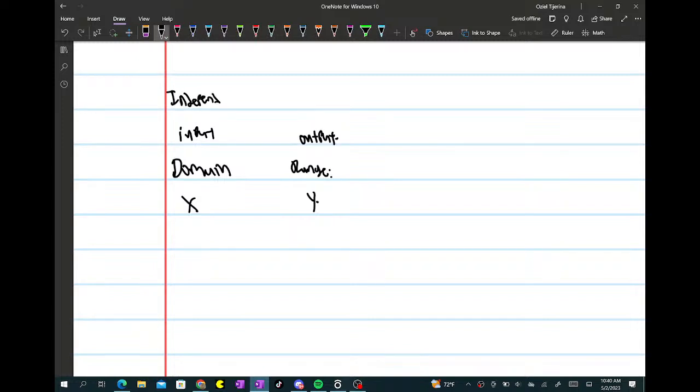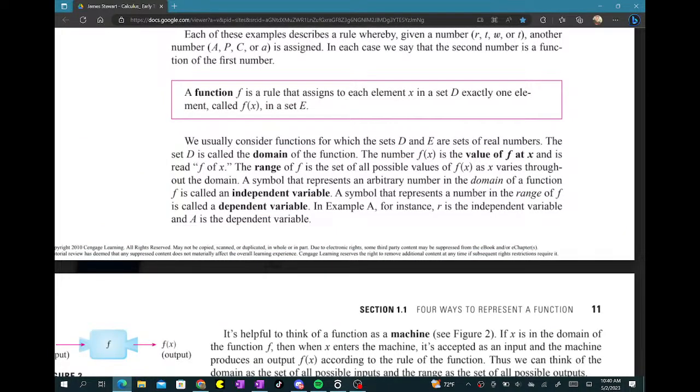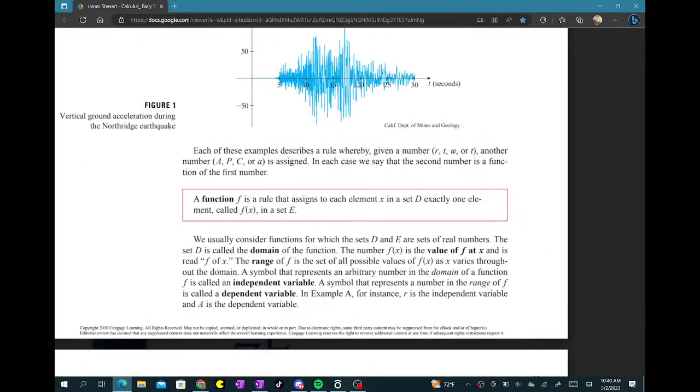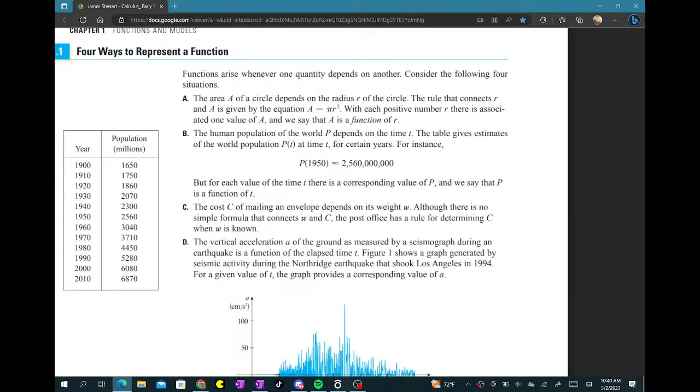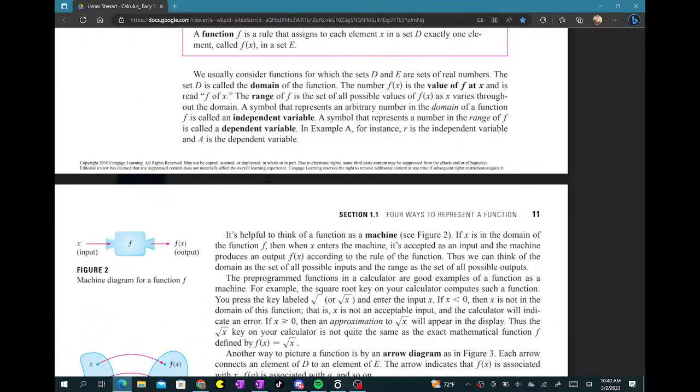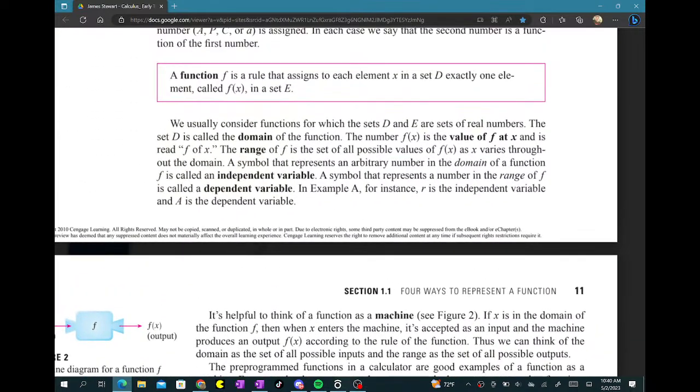Independent variable. And the output, the range, is the dependent. Right? Okay. So like it says for this example here, for part A, R is the independent variable, so the area is the dependent, and R is the independent. R is the domain, and A is the range of that expression or function, right?